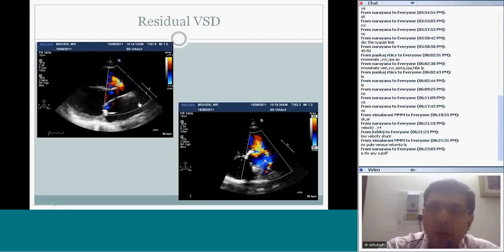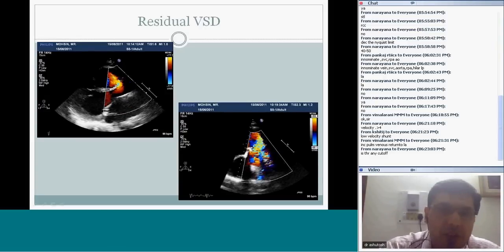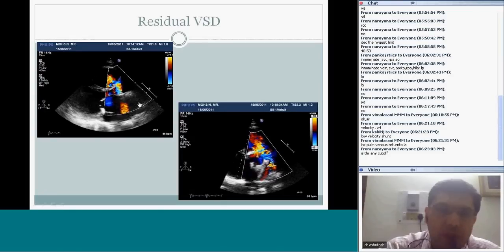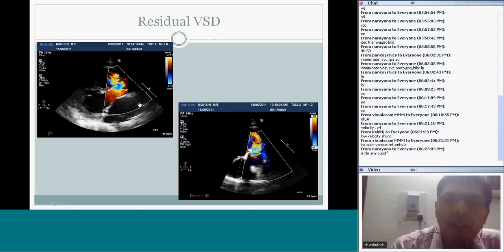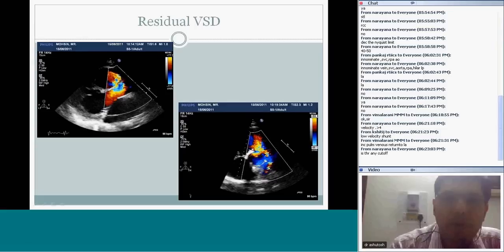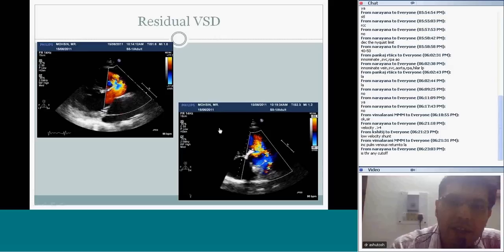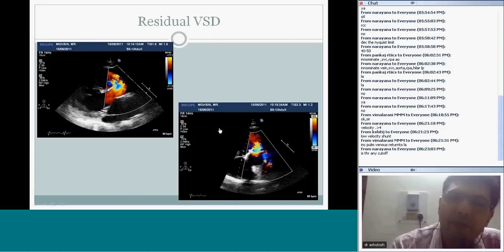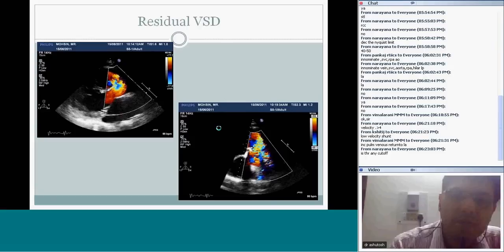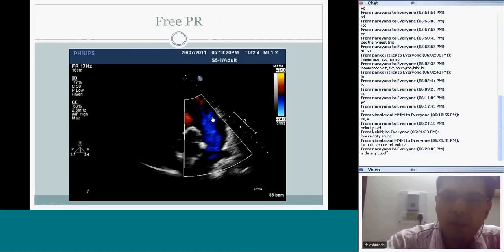If there is any doubt, one could go in for a TEE during the perioperative or post-op period, or immediately after the surgery before they come off bypass completely. Additional muscular VSDs could be missed, and they can cause problems in the perioperative period. Small VSDs are okay, but large significant residual shunts require immediate correction.